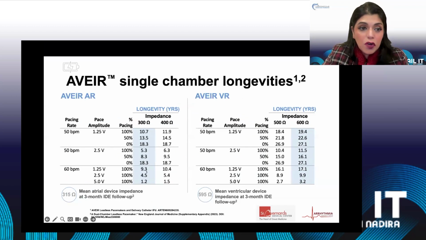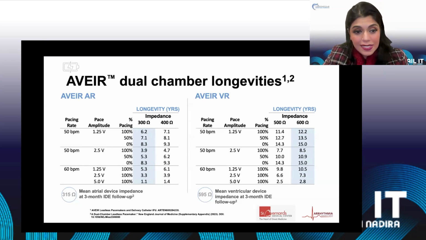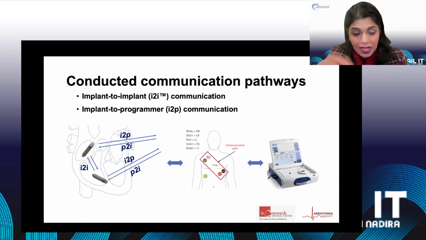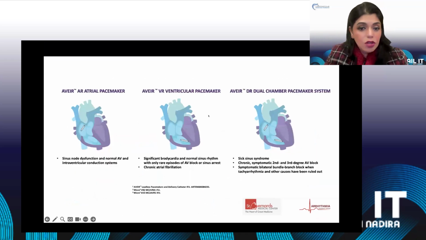Battery longevities, if you program them as single chamber devices, are very high. But as soon as you make it a DDD system where they have to talk to each other, it does suck down on the battery quite a bit. So we are looking at options of optimized pacing now, where we have other ways of doing that. Again, as I said, there are different ways of the implants talking to each other, and implants talking to the programmer. So a lot of ways.